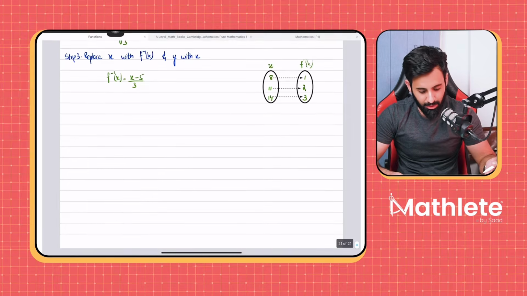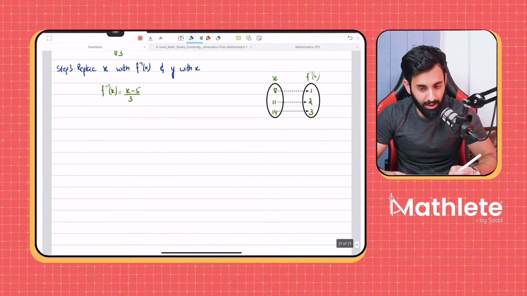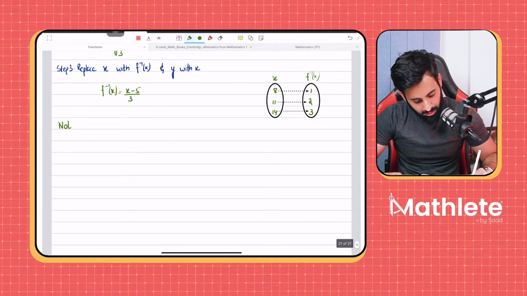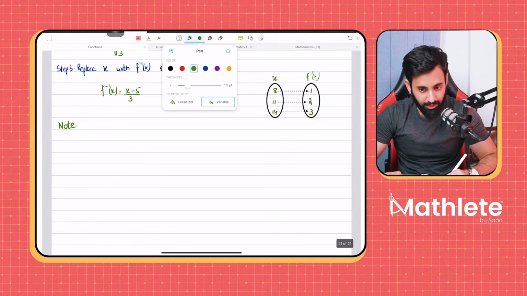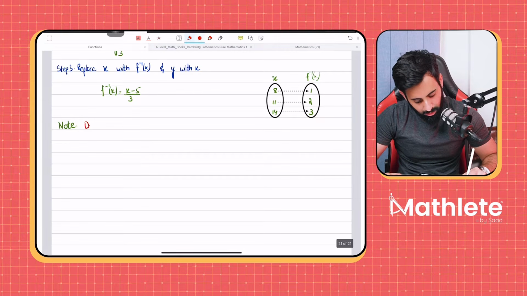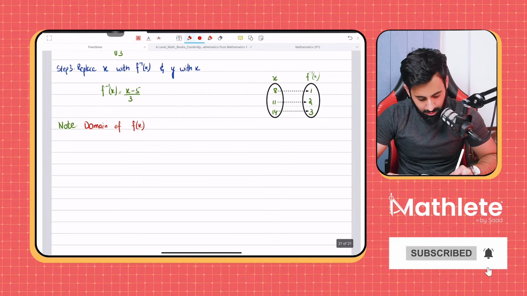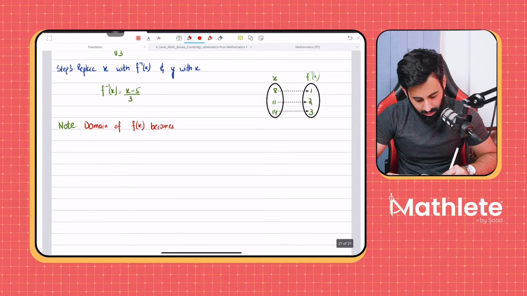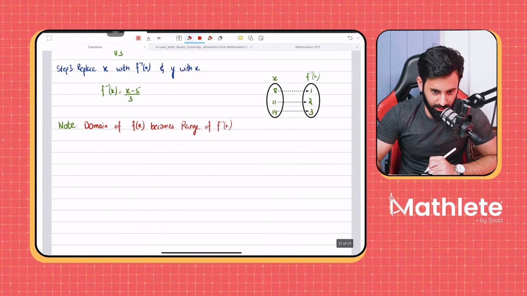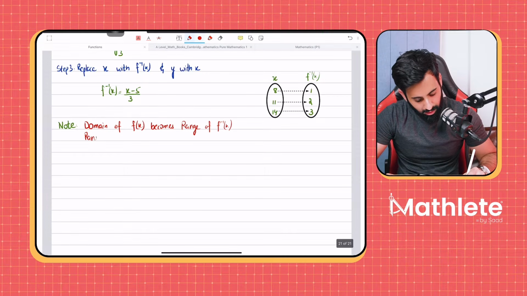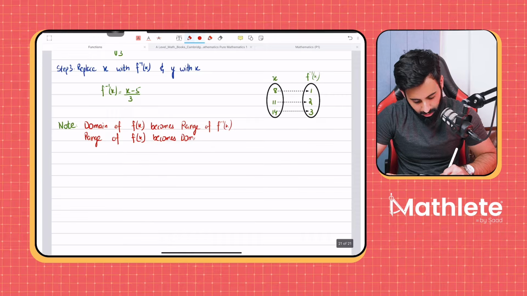Okay, let's write this down. This is very important. And we'll learn why this happens. Okay, we'll learn graphically why this happens. So, note. And I'll write this in red so you guys know that this is important. The domain of f of x becomes the range of f inverse of x, okay? And the range of f of x becomes the domain of f inverse of x.